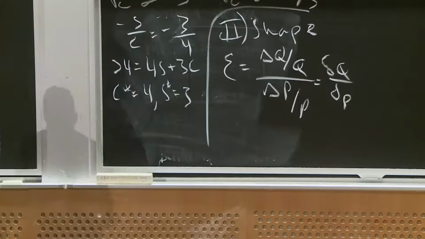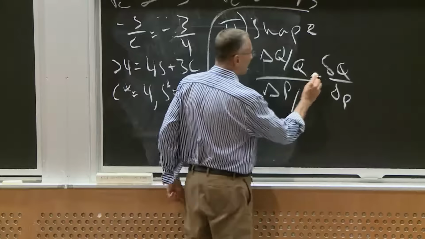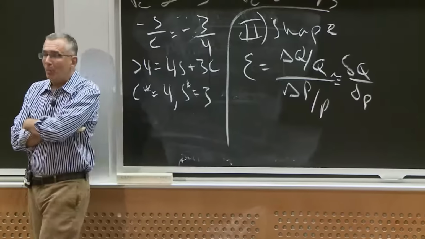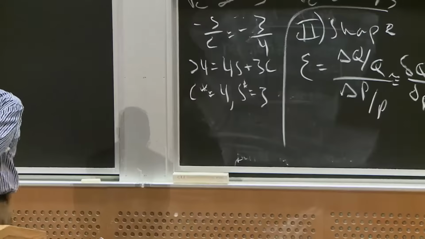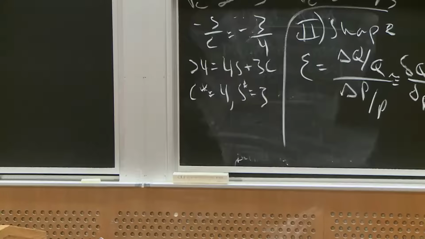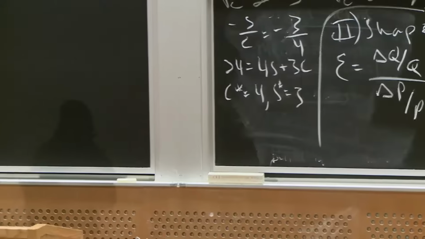But basically, it's the derivative of the quantity with respect to the price. It's the percentage change in quantity with respect to price. So approximately equals the derivative. So basically, that is the elasticity of demand.